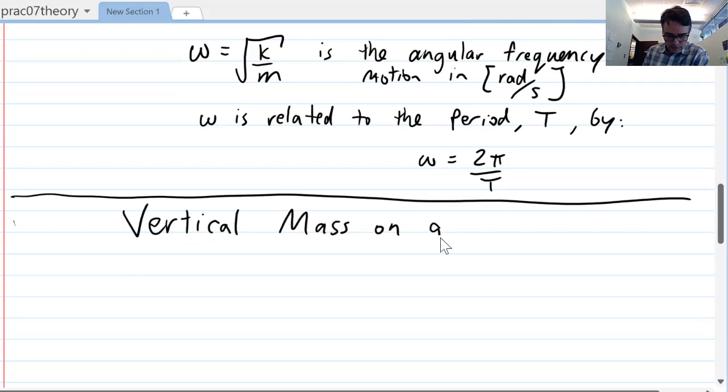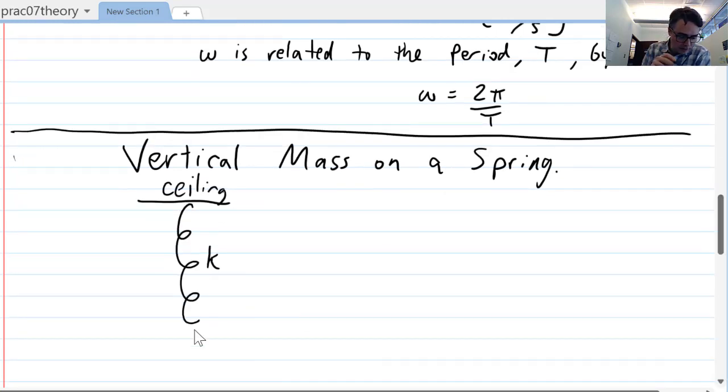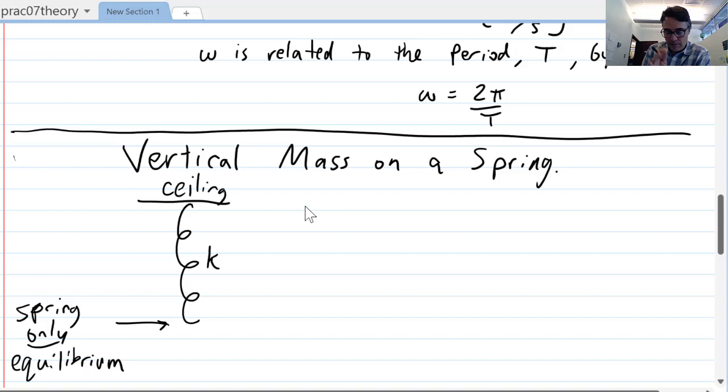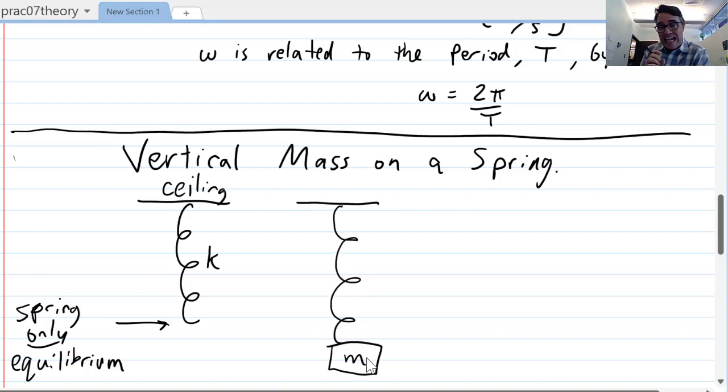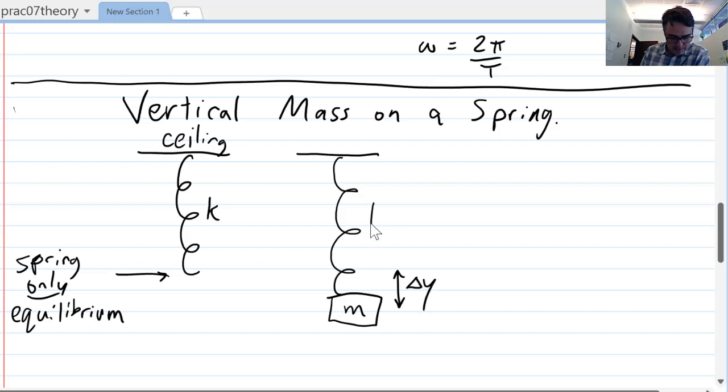Next oscillating system. We're going to do a vertical mass on a spring. So instead of a wall, we've got a ceiling. And let's just look at the spring alone. So if we hang a spring from a ceiling, a massless ideal spring, then the spring will have a length. So right at the end of the spring, there's a spring-only equilibrium. So keep that in mind. Now we want to hang a mass off of it.